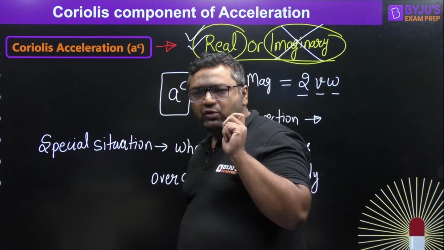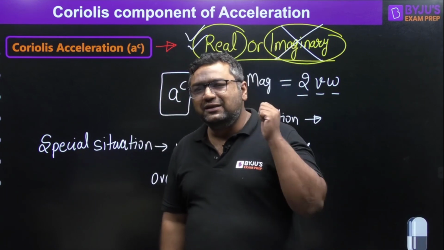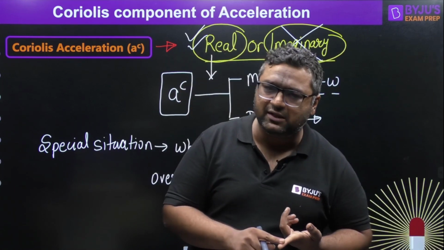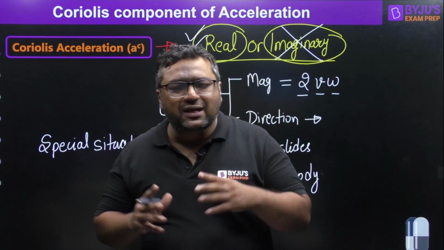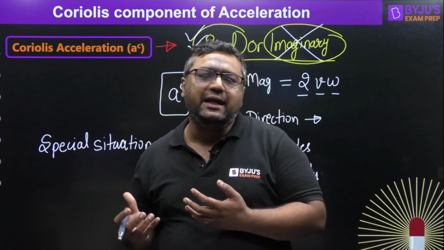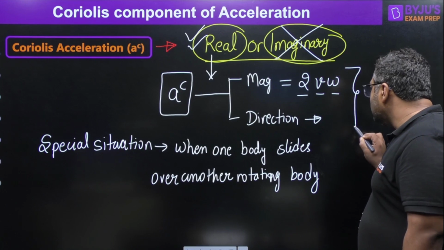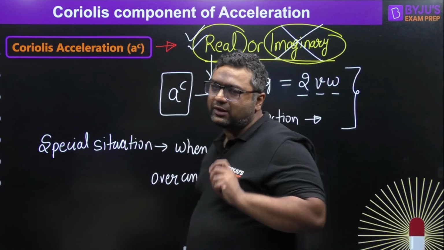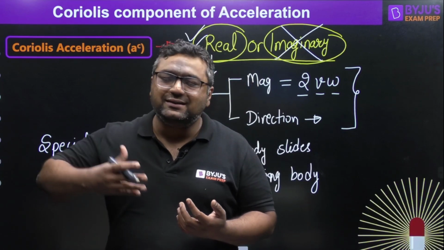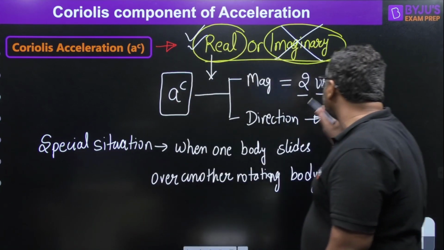And this situation is not very rare, but definitely not very common either. You will see such situations in some particular mechanisms, like the crank and slotted lever mechanism, like Whitworth. So there are some specific mechanisms only where you will see one body sliding over a rotating body. That is why this acceleration is not very common. It is found in specific situations only. So that is the reason you had the misconception that it is an imaginary acceleration, but it is a real one. The magnitude of this acceleration is 2v omega.